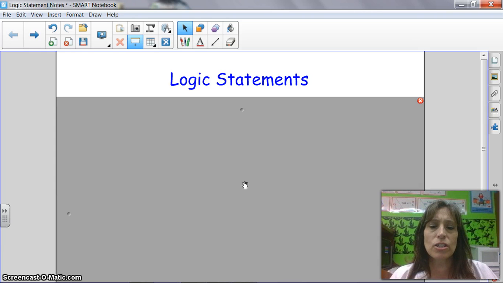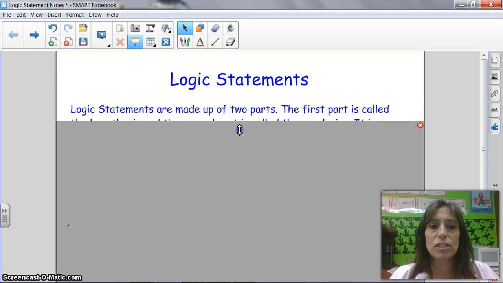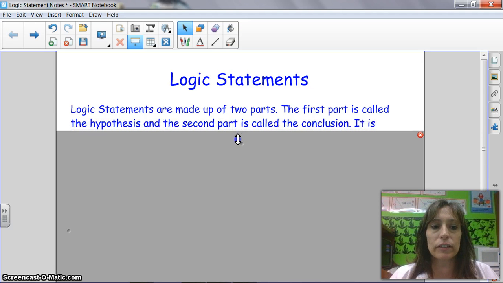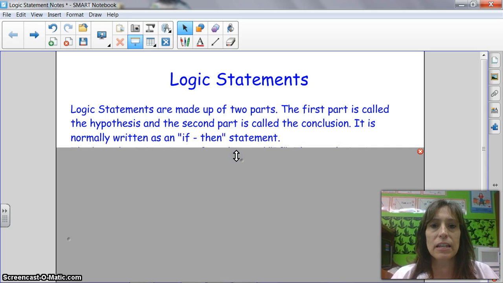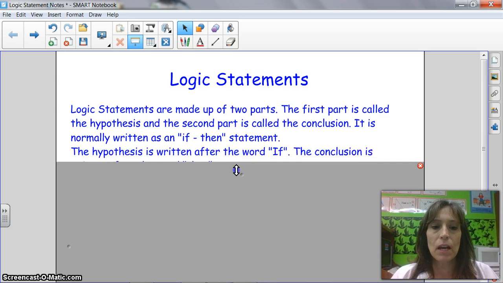So we're going to kind of change gears a little bit, and this may even seem more like English class than math class, but it is actually math, so let's get started on logic statements. Logic statements are made up of two parts. The first part is called the hypothesis, and the second part is called the conclusion. It is normally written as an if-then statement, and I'm going to show you what that means in just a few minutes. The hypothesis is written after the word if.